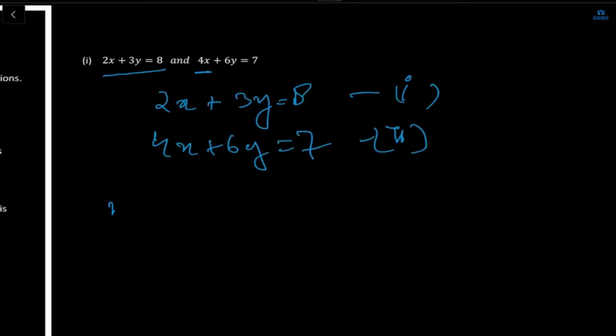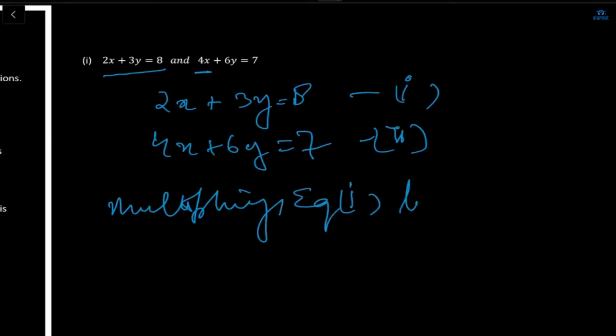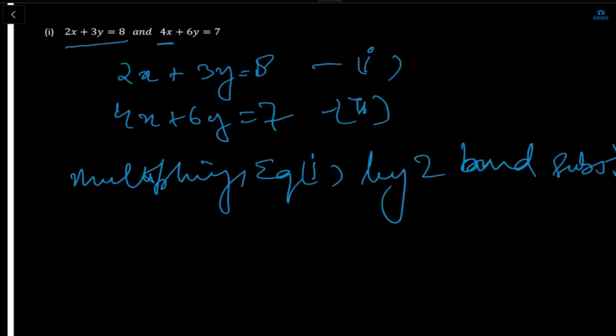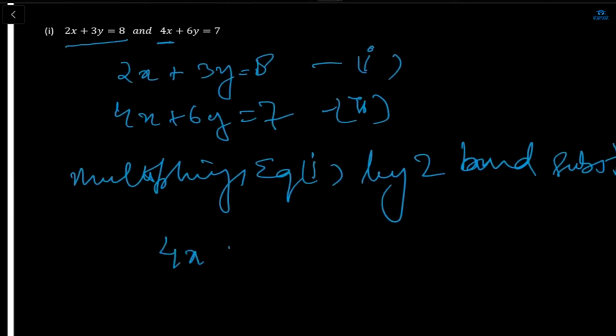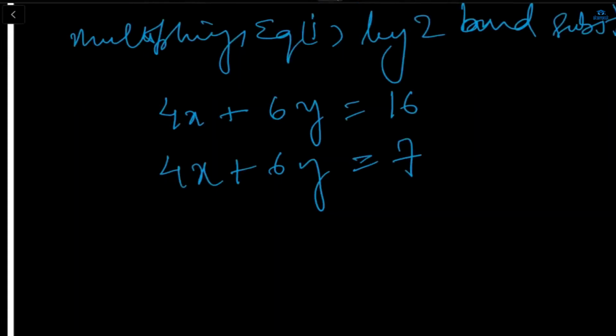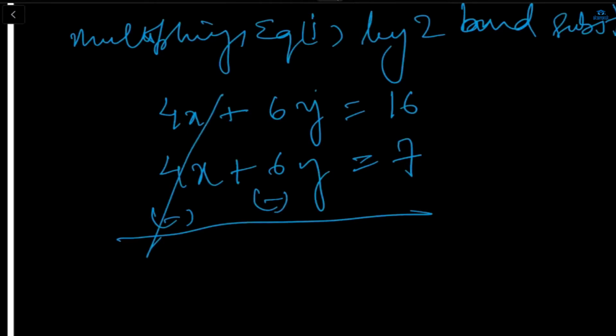If we multiply equation 1 by 2 and subtract both equations, we'll get 4x plus 6y is equal to 16. Then again we have 4x plus 6y is equal to 7. Now if you subtract both the equations, you'll see both the variables got cancelled. Y also got cancelled, x also got cancelled, and we got 0. And on this side, if you subtract, we get 9.